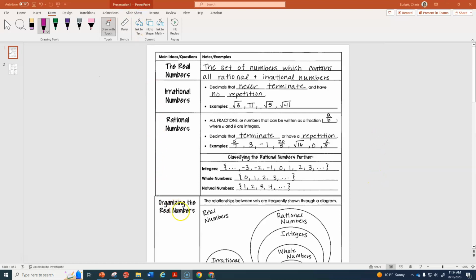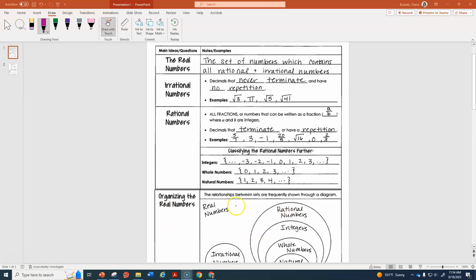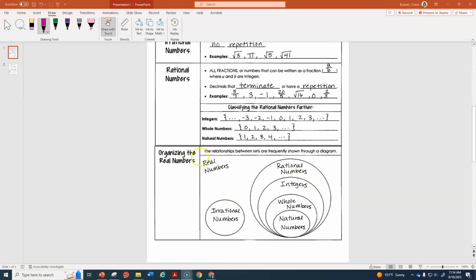Okay, so this lesson is basically about how to categorize the numbers that we're going to be working with all school year. The categories that we're going to be working with start with the great big, or the biggest, set of numbers that we have, which is this set of real numbers. So they're using this rectangle right here to represent all the real numbers.